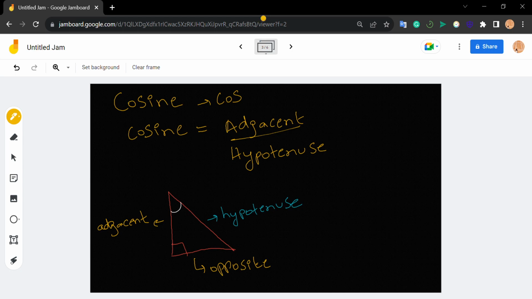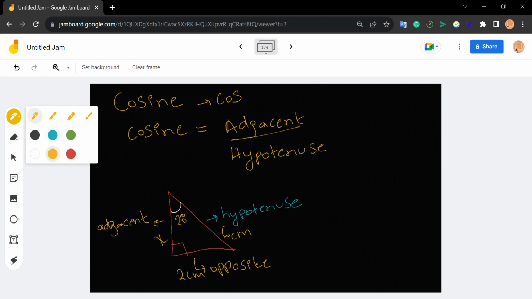Let's say this is given as 20 degrees, right? 20 degrees, and then this is given to us as 6 centimeters, and then this is 2 centimeters. Yeah, and they've asked us to find side x.